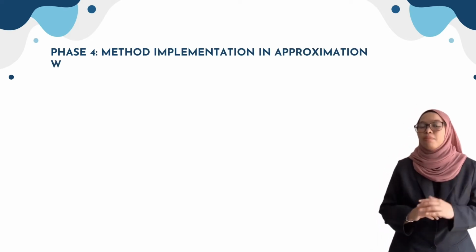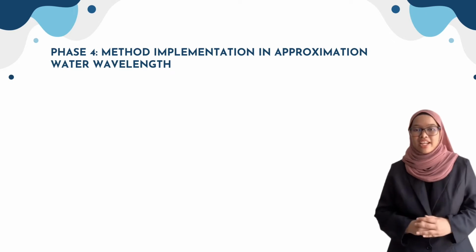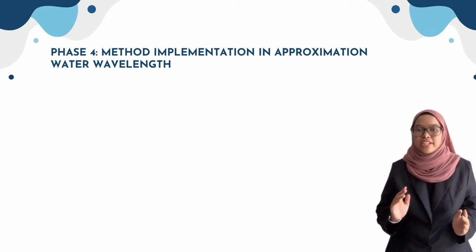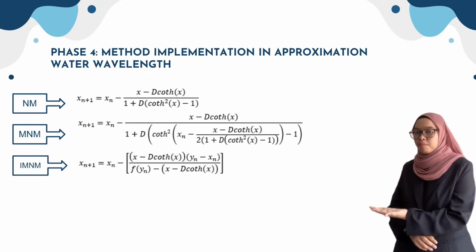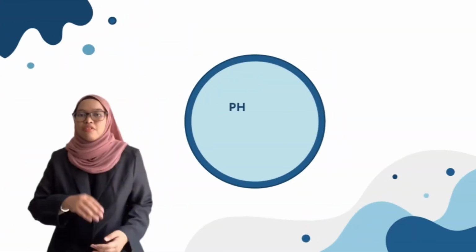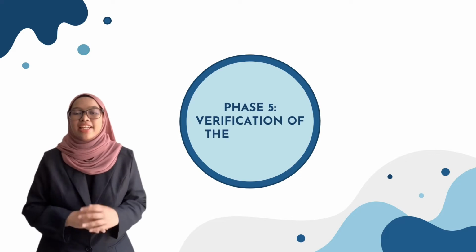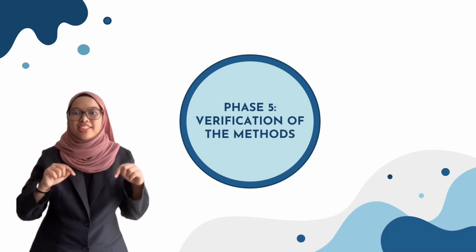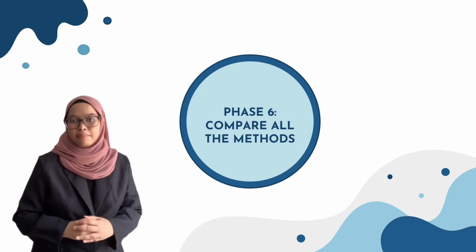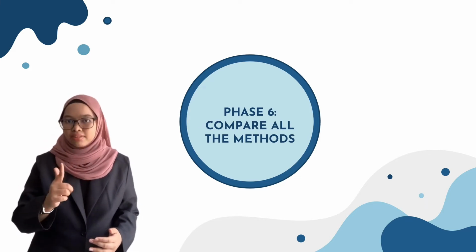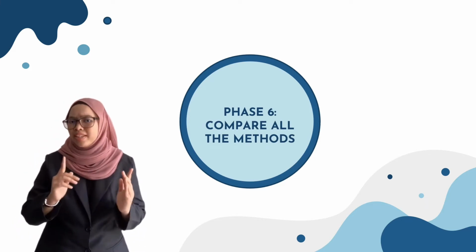The mathematical model is developed in this section to determine the wavelength of the sea by using the wave dispersion equation. This is the formula after being implemented in Newton method, midpoint Newton method, improvised midpoint Newton method and Chebyshev method. Phase 5, verification of the method. MATLAB programming was used to verify this research. The last phase is to compare all the methods. Comparison was made based on number of iterations, average elapsed time and absolute relative error to determine which method has a higher rate of convergence.